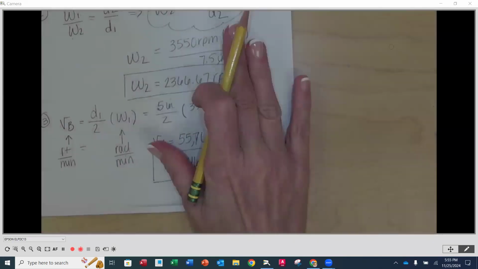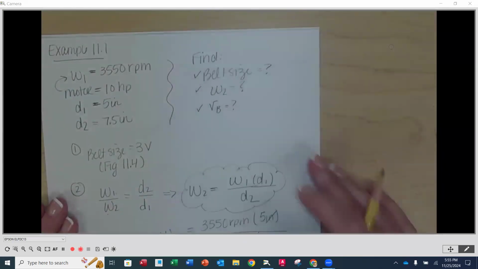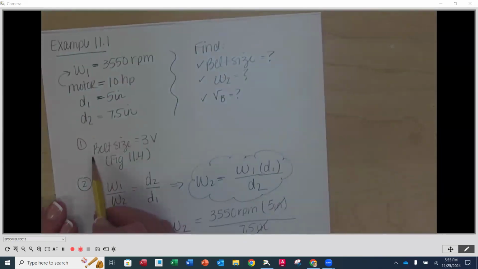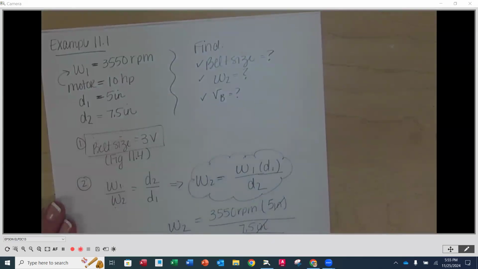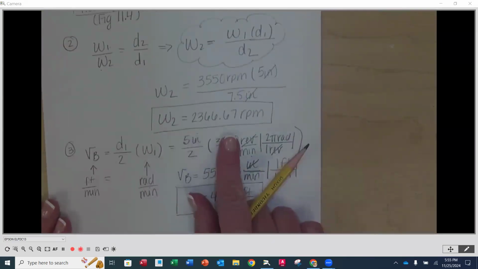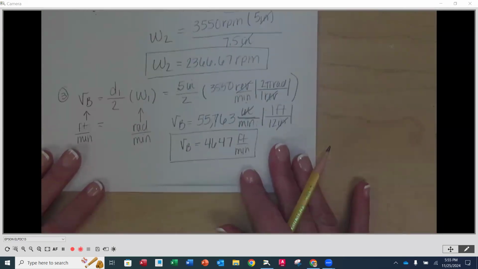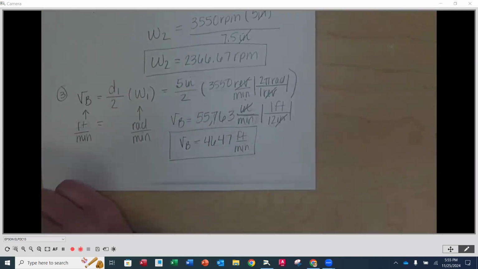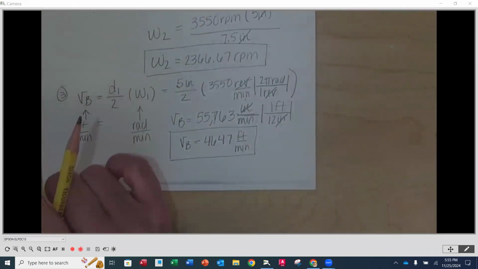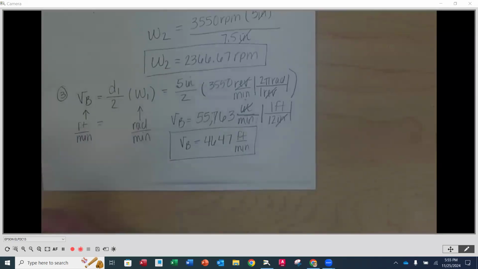All right, so if we look back up here, that was our last variable that we needed. So our belt size, 3V, our angular velocity of our output or our compressor, 2367 RPMs. And then our belt speed is 4647 feet per minute. Now, as we look at the 4647 feet per minute, does this compare to the maximum power range, as it said earlier? Do you remember what that range was for belt speed?